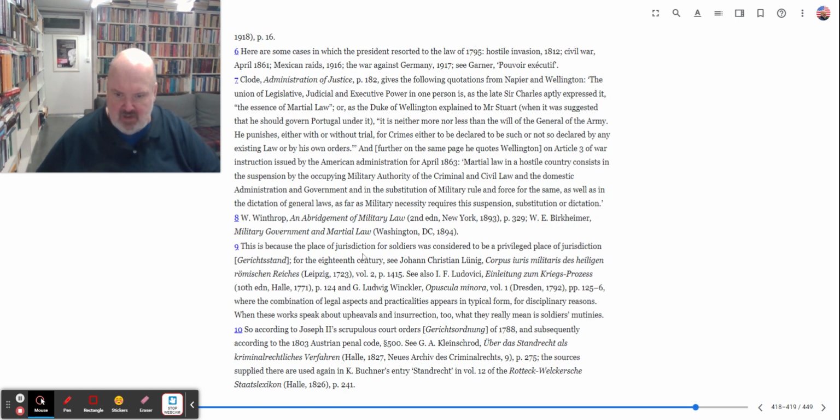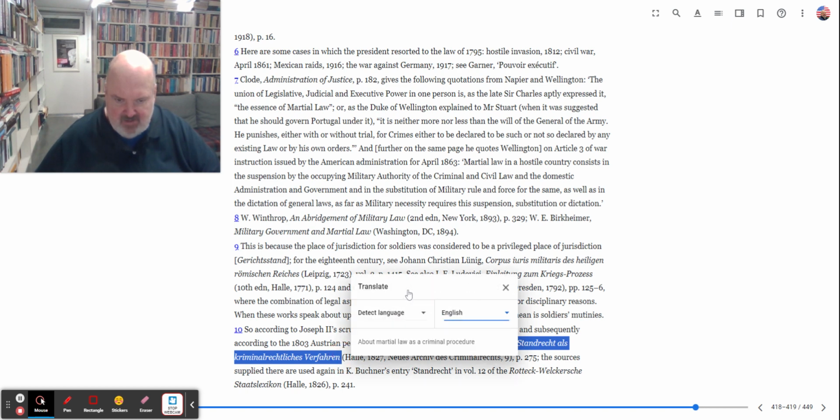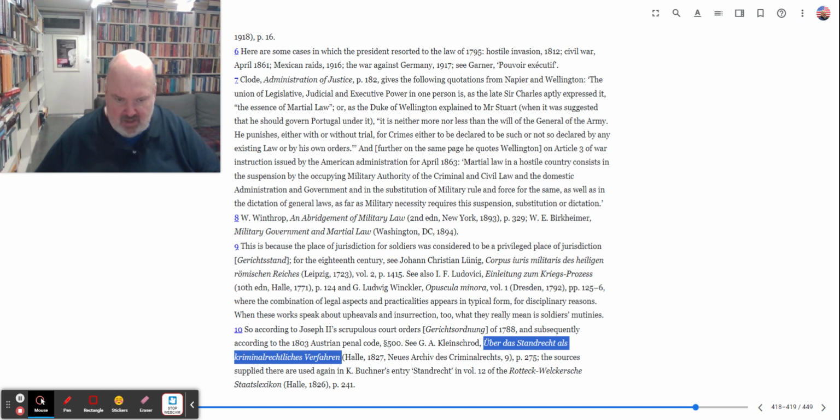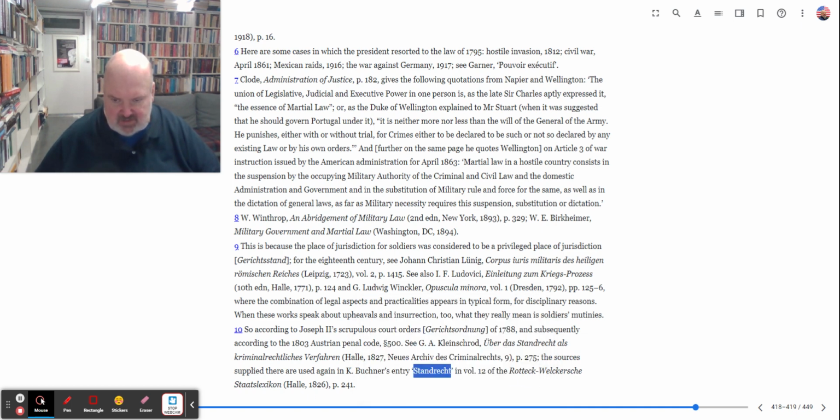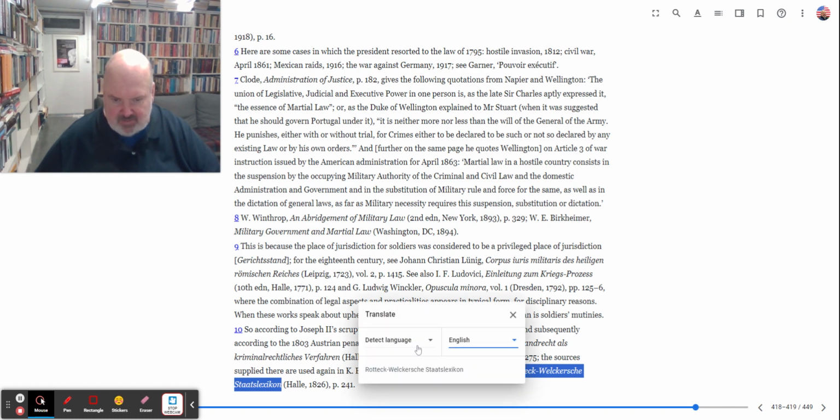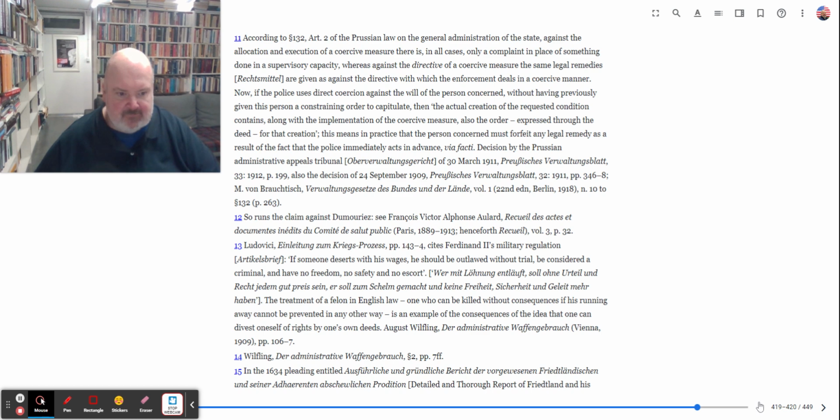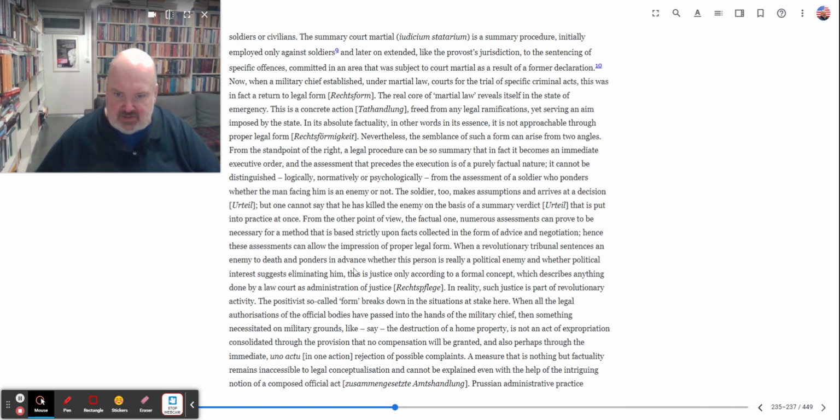And 10, according to Joseph II's court orders of 1788, and subsequently according to the 1803 Austrian Penal Code, Section 500, found in martial law as a criminal procedure. The sources supplied there are used again in Bullink's entries of Standard, martial law, of volume 12 of the state lexicon. Okay, so let's go back to 10 where we finish this second note.